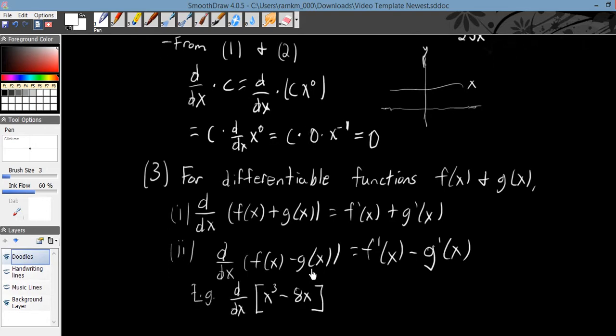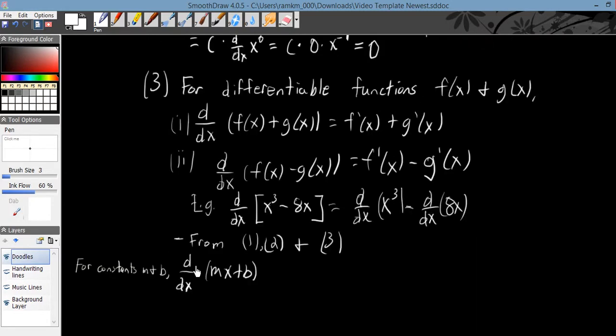So let's say, for example, we wanted to find the derivative of x cubed minus 8x. Well, we can evaluate this as the difference of the derivatives of x cubed and 8x with respect to x. So we can evaluate the derivative of this difference as the difference of these two derivatives. So using the power rule, the scalar multiple rule, and the sum rule, we can actually evaluate the slope, the derivative of a generic line with respect to x.